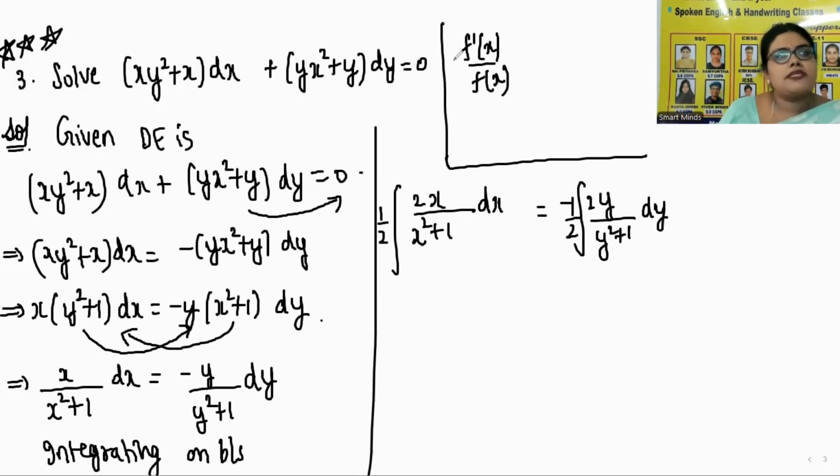F dash of x means derivative of f of x. So if you differentiate the denominator, you are getting 2x. Now we can apply the formula. What is the formula for integral f dash of x by f of x? That is log mod f of x.